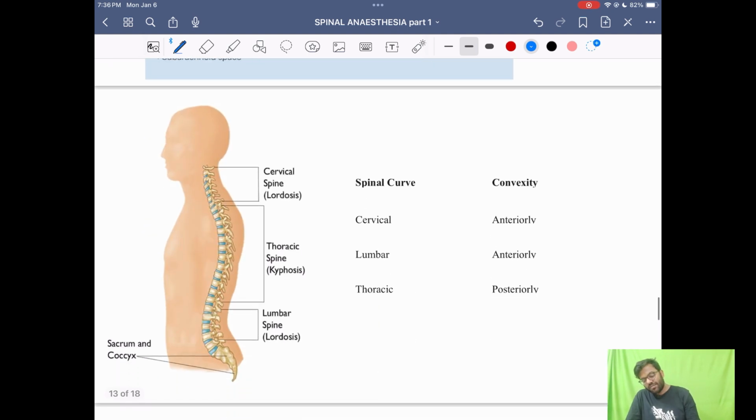Alright, these are the normal curves which are found in everyone. The cervical spine is bent anteriorly, the lumbar spine is bent anteriorly. So, both of them are lordotic. Something that is bent anteriorly is lordotic. Both cervical and lumbar are lordotic. However, the thoracic spine is bent outwards, so it is kyphotic. These are the normal curves present in the spinal column.